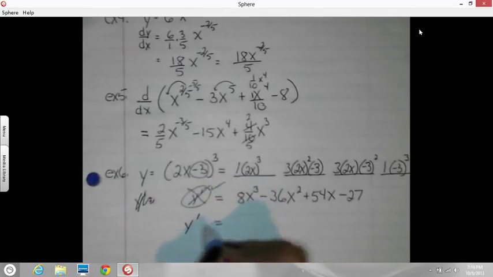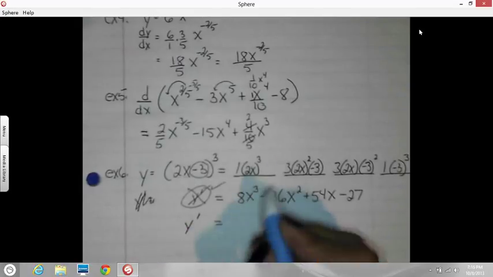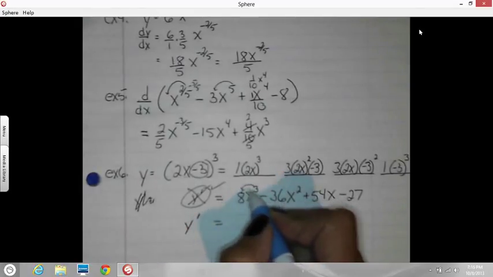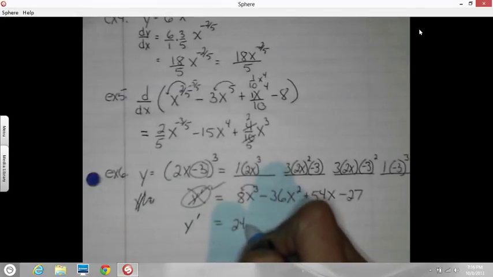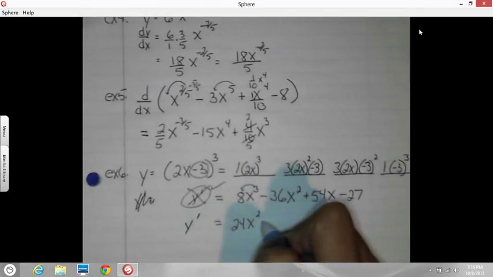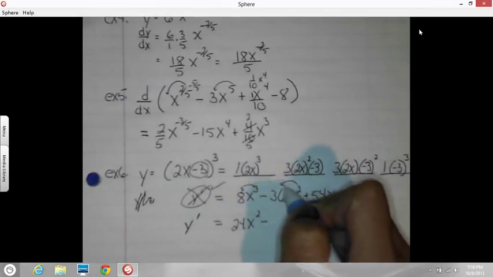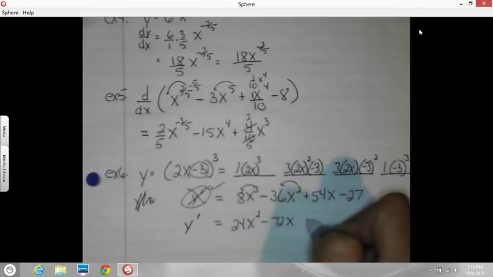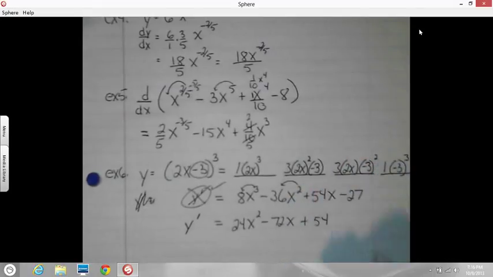Now I'm ready for derivative. Now I do that little shortcut rule. Multiply and subtract 1. So it's 24 x squared minus 72x plus 54 times 1. Constant goes to 0. All right.